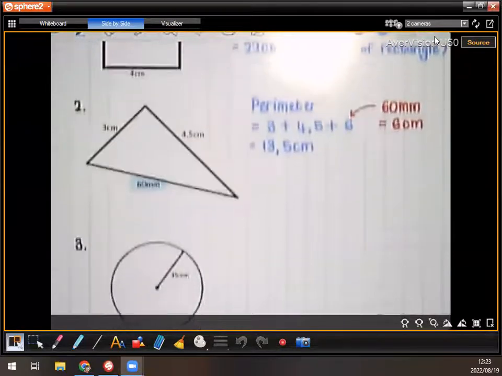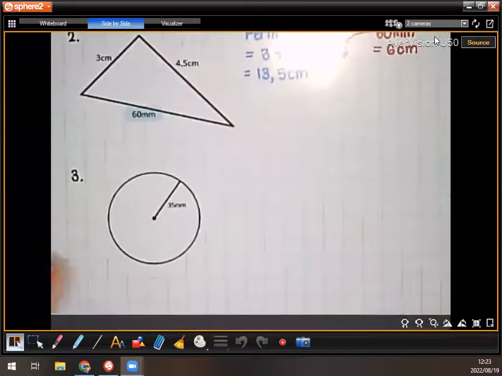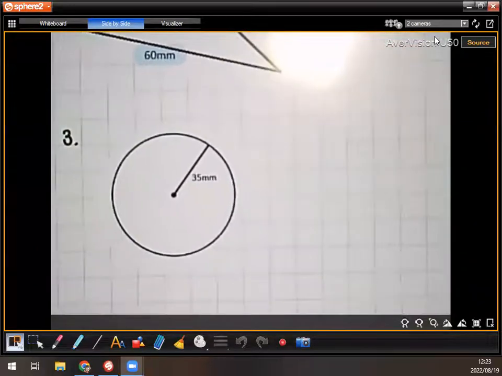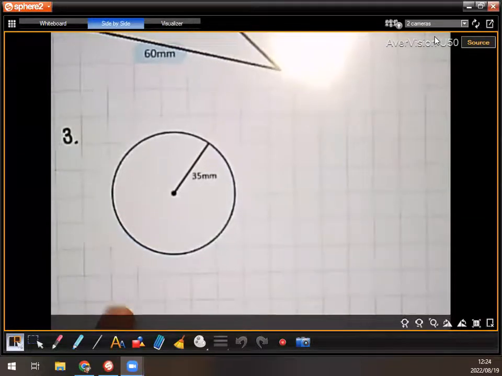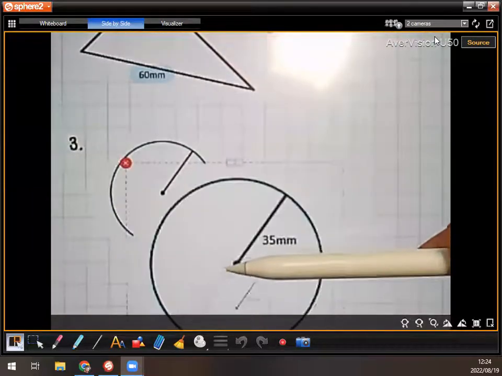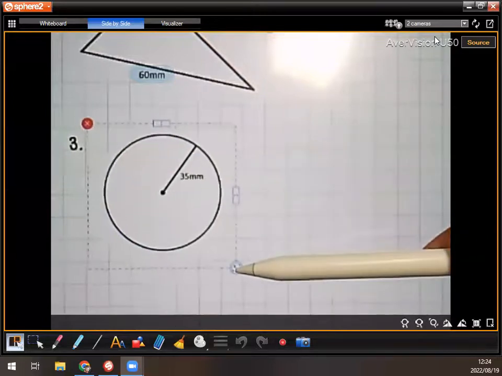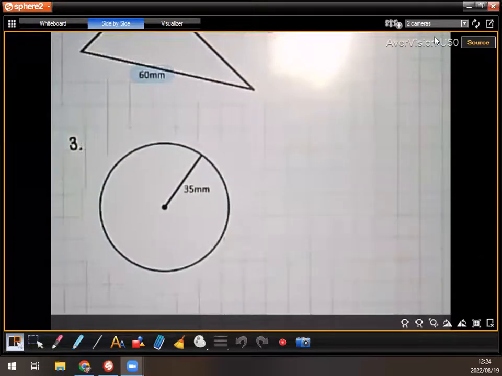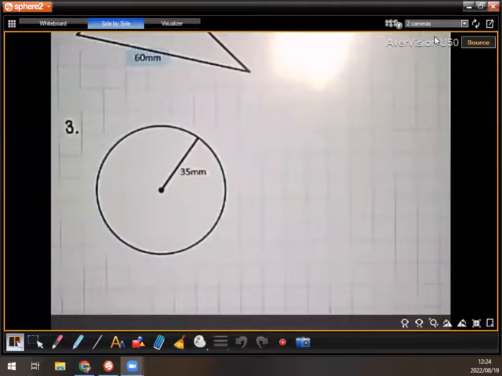Number 3. Now, if you don't have a compass here to draw a circle, just see if you can get something different to trace around. That is a diameter. Oh, no, sorry, it's a radius. Sorry, it's not the diameter. Radius.